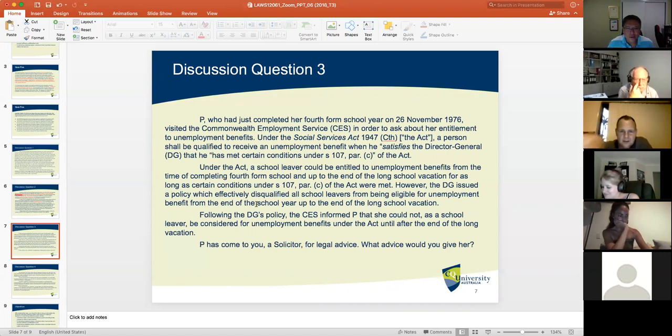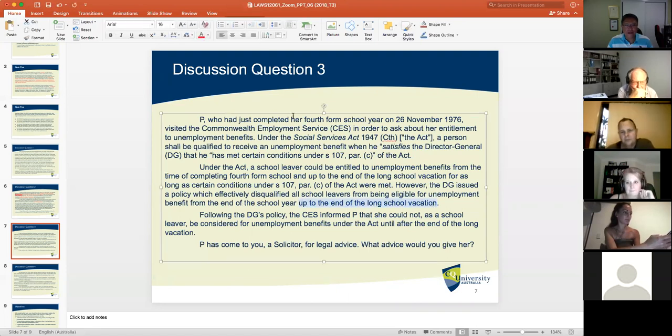So we can see here that what the Director General has done was to make a requirement that the benefits can only be subject up to the end of the long school vacation, when in fact, according to... Hang on, I may have been wrong when I wrote this. Give me a second. Yeah, so it's under the Social Securities Act 1947.